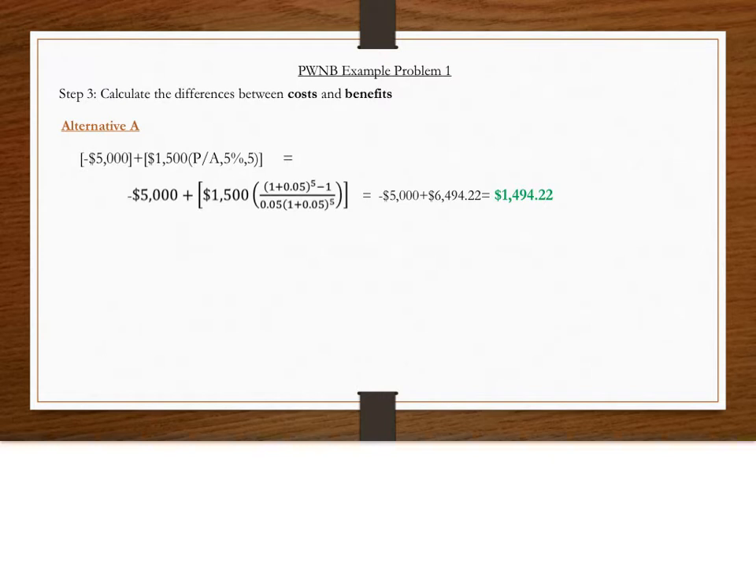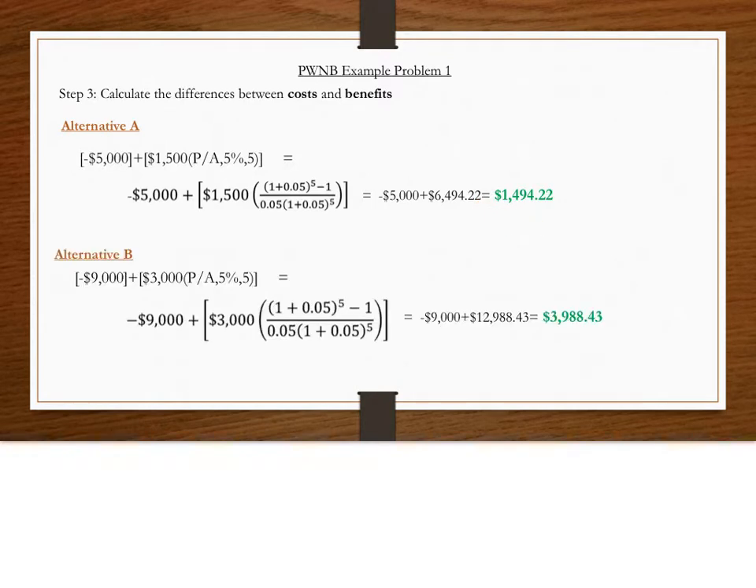So for alternative A, we don't need to convert the $5,000 since it's already in today's dollars, but we do need to convert our net revenue of $1,500 into present worth using our uniform series present worth equation that you will find on the handout given out in the last lecture. So we determine that alternative A has a total present worth net benefit of $1,494.22. For alternative B, we do the same thing.